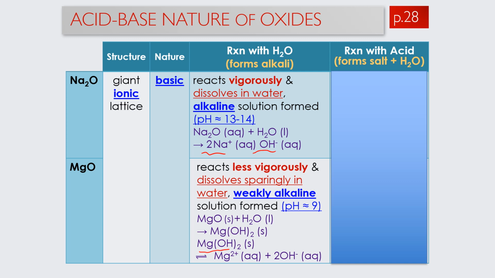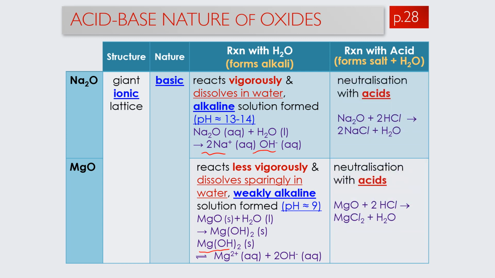Now, however, because these two oxides are basic in nature, they can also react directly with acid, and they undergo neutralization reaction with acid to form salt and water. So sodium oxide reacts with HCl to form sodium chloride salt, and magnesium oxide will react with HCl to form magnesium chloride salt and water.